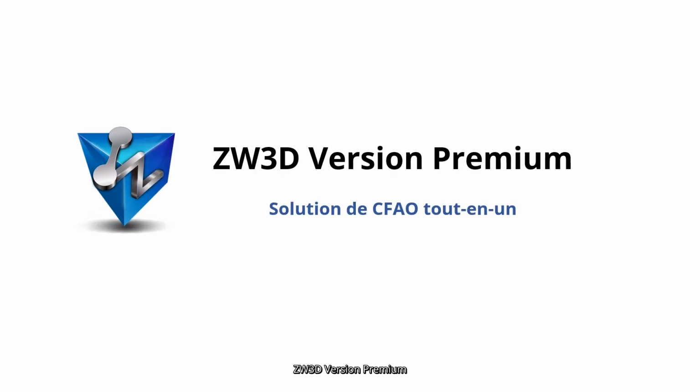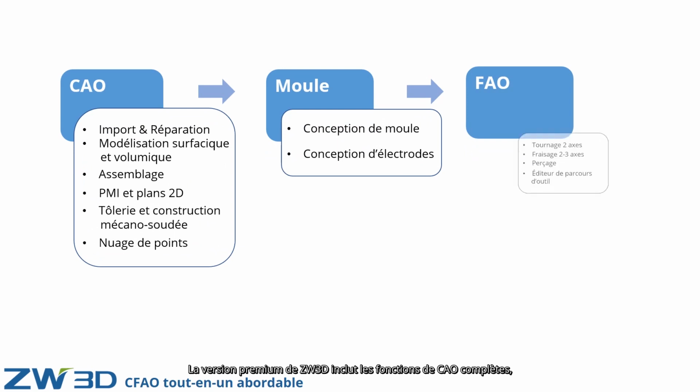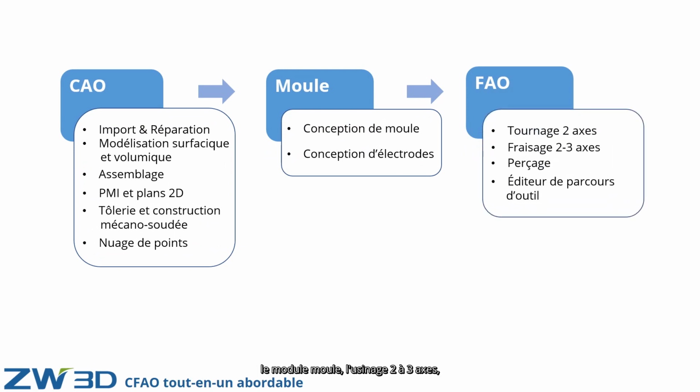ZW3D Premium version. All-in-one CAD/CAM solution. ZW3D Premium version provides full CAD functions, mold design, and 2 to 3x machining, including translator, modeling, assembly, sheet metal design, 2x milling, drilling, 3x milling, etc.